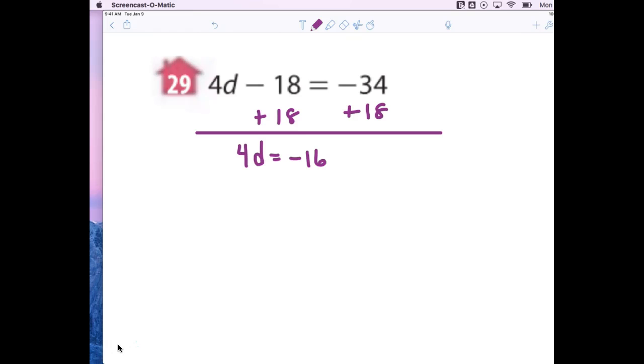And 4d equals negative 16. And we do 4d divided by 4, negative 16 divided by 4. And that would equal d equals 4. Positive or negative? Oh, would it be negative? Yeah, come on. You with me on this, right?